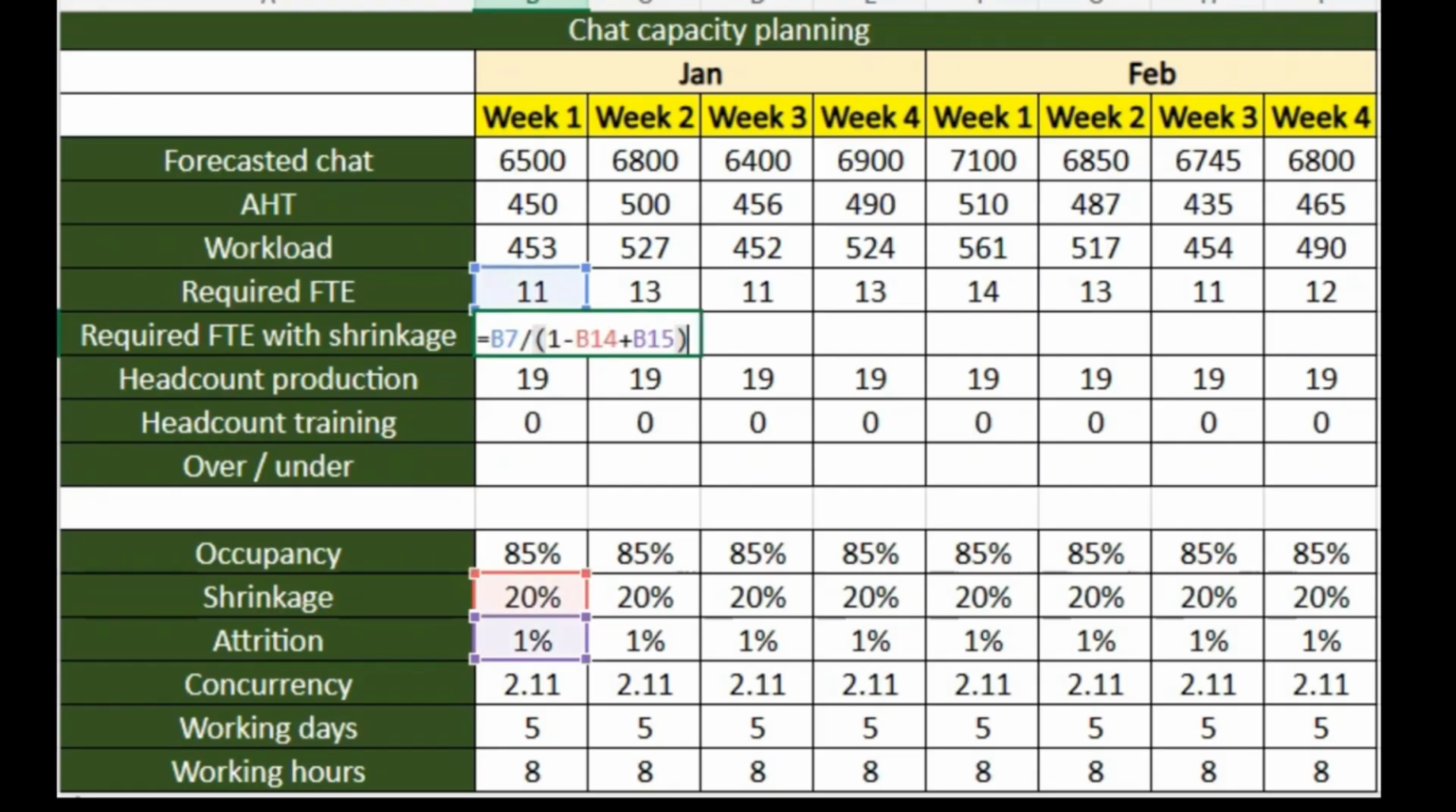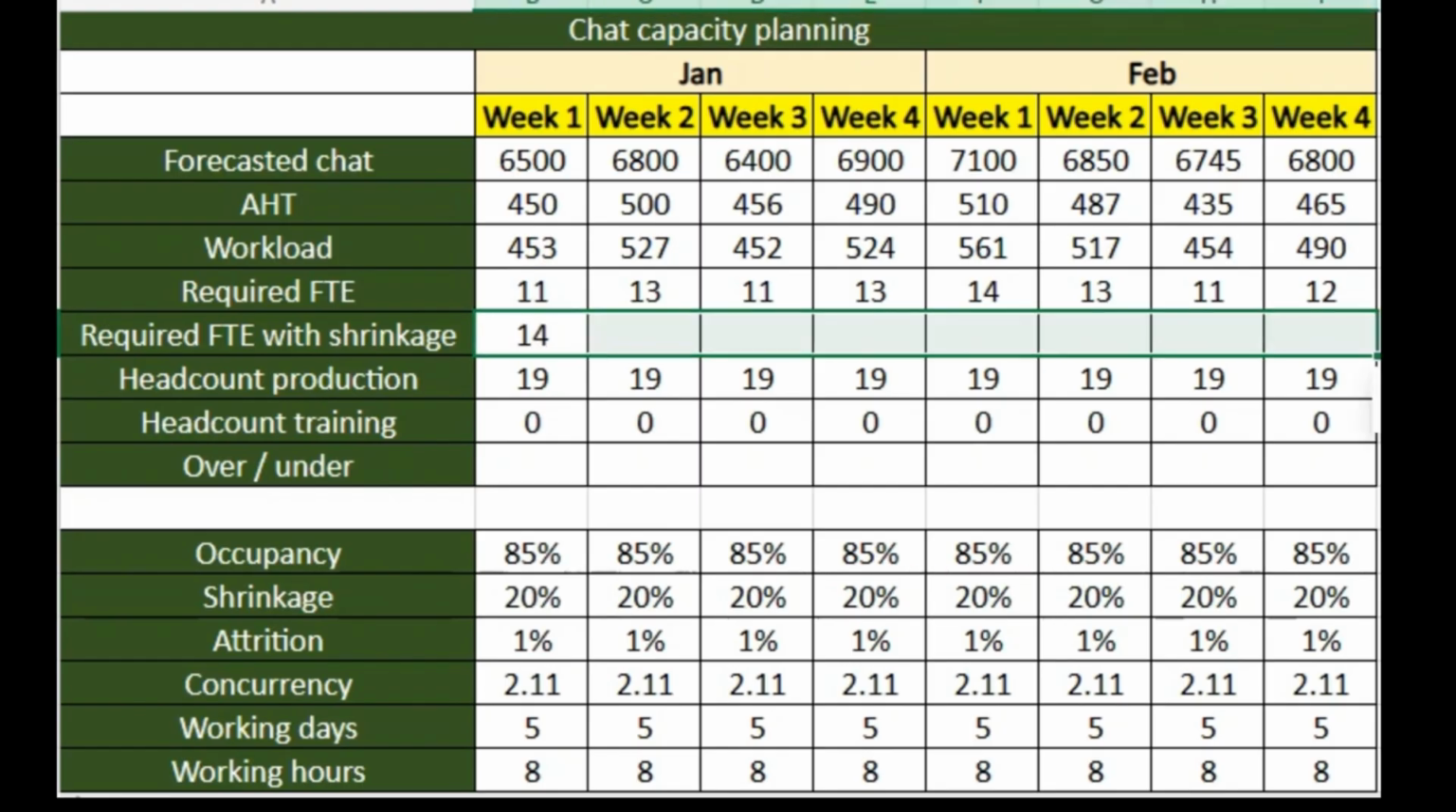We have to be very careful about the brackets being used. Even though the calculation is not changed, we have to use the right number of brackets. So here I have to apply another bracket. That would be your 14 FTE with shrinkage. The same I drag down.